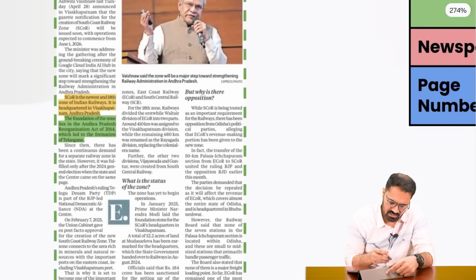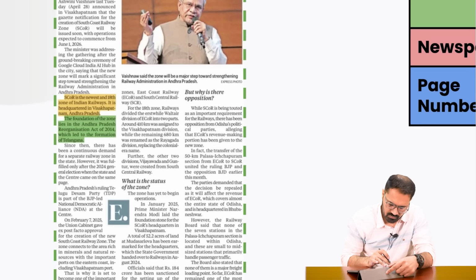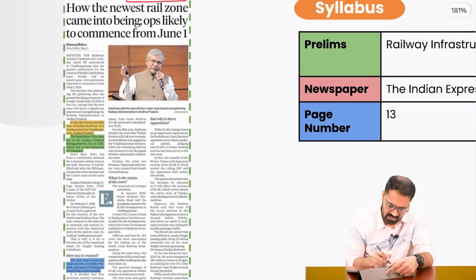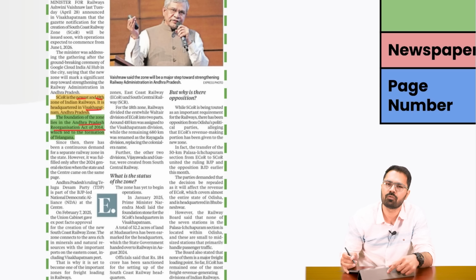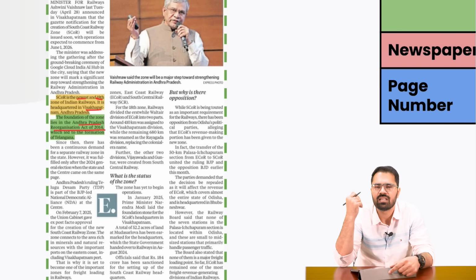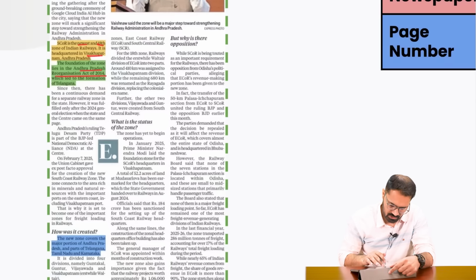Basically, what the minister said is that South Coastal Railway Zone is the newest and 18th zone of Indian Railways, headquartered in Visakhapatnam in Andhra Pradesh. The foundation of the zone lies in the Andhra Pradesh Reorganization Act of 2014, when the state was bifurcated and Telangana was made out of it. At that time, it was promised that a new railway zone, South Coastal Railway Zone, will be created, which will be the 18th railway zone. Clear? And it covers the major portions of Andhra Pradesh and some parts of Telangana, Tamil Nadu and Karnataka.